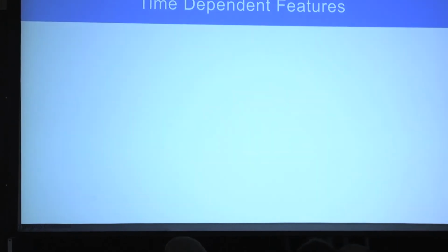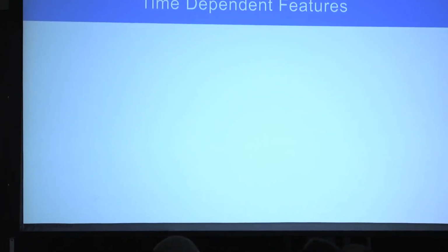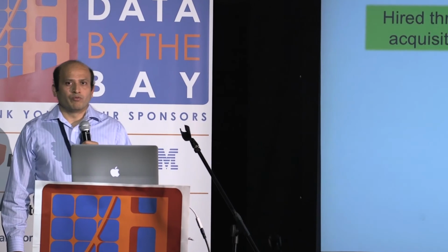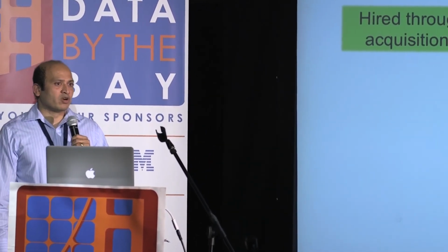So the intuition is that a lot of features that are useful turn out to be time-dependent features. Let's take an example of hired through acquisition. This feature was included because our customers were very certain that whether an employee is acquired or not has a very strong impact on attrition. We put it in our model, and it didn't show up with any kind of weight.